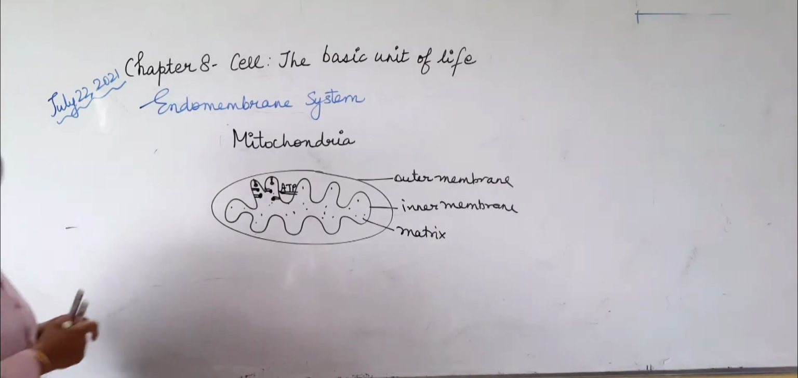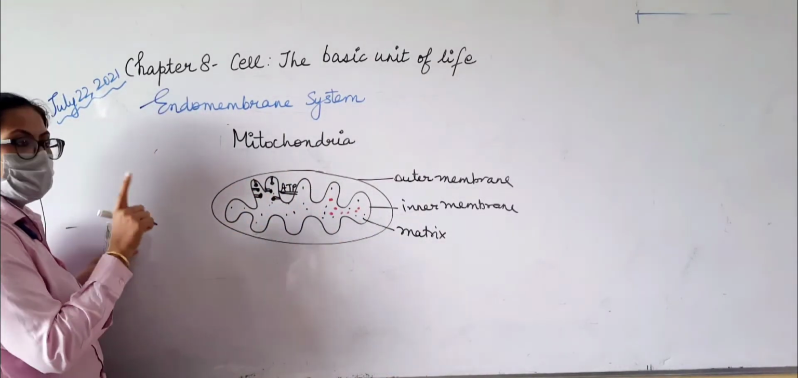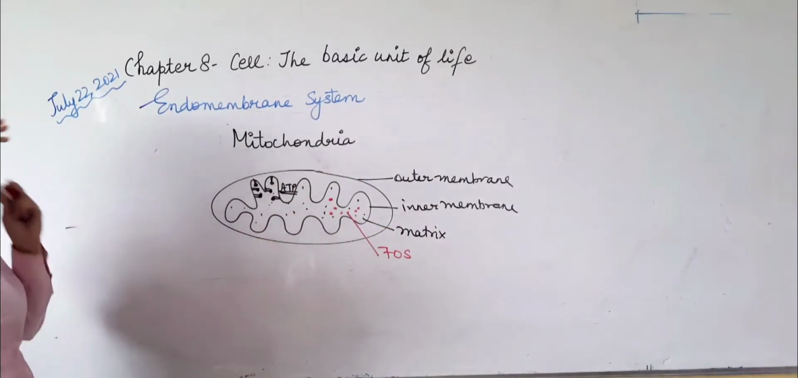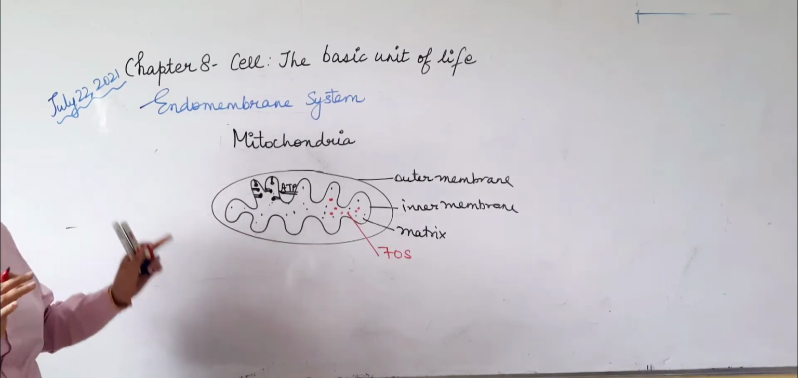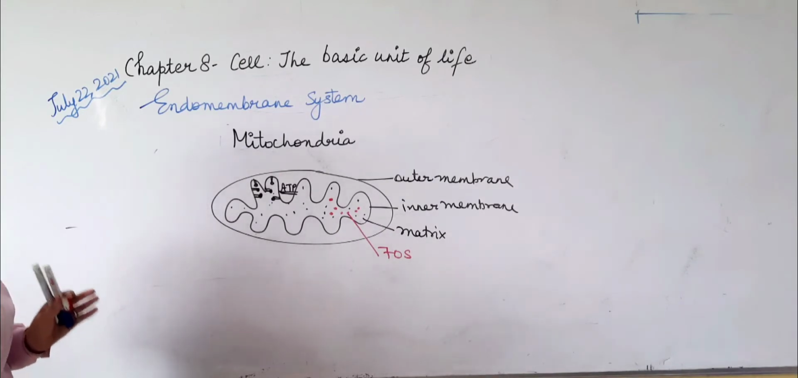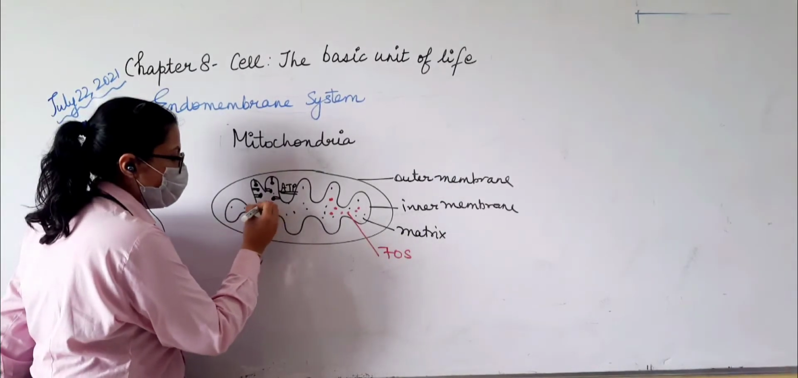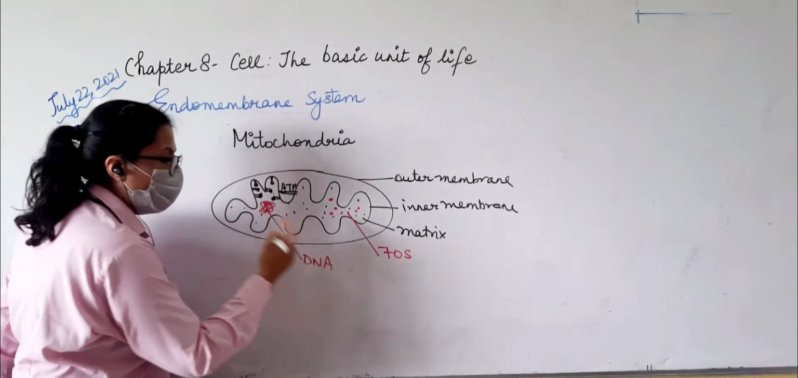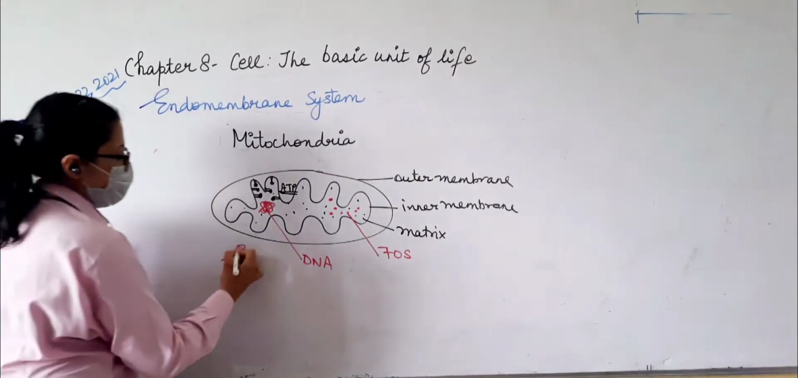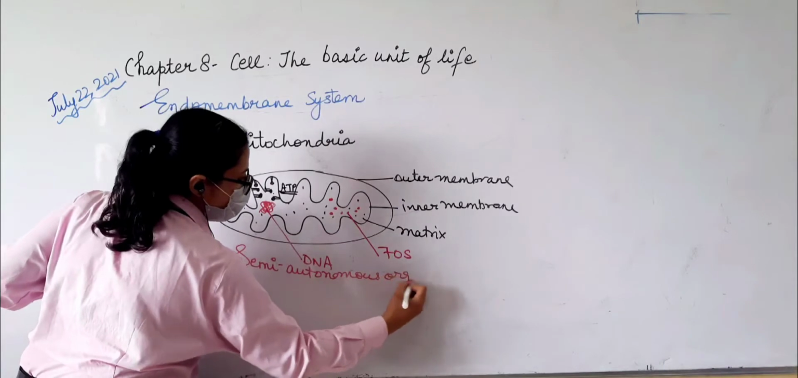A very important thing over here is that the ribosomes, which in eukaryotes are otherwise 80S, the ribosomes of mitochondria are 70S. Even if the rest of the ribosomes in the cell are 80S, in mitochondria it will always be 70S, whether it is prokaryote or eukaryote. Another important thing, it has its own DNA. It has its own DNA, meaning it can replicate itself because it has the genetic material. So that is why sometimes it is called a semi-autonomous organelle. Please understand this.